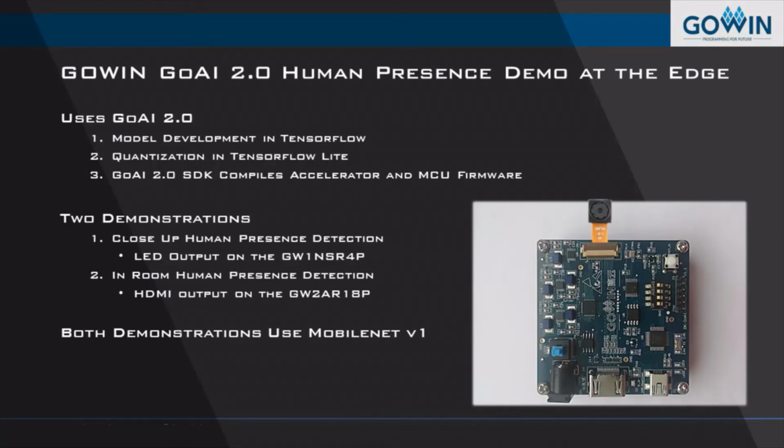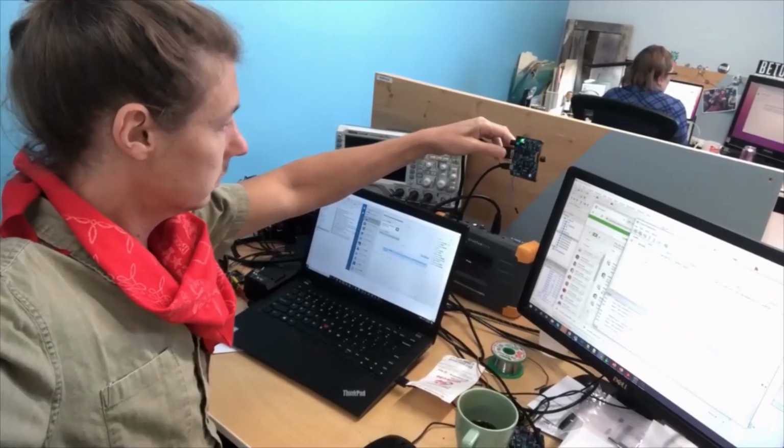Gowin is pleased to present a human presence detection demo at the edge using Go AI 2.0. Model development is performed in TensorFlow, quantization in TensorFlow Lite, and Go AI 2.0 SDK compiles accelerator and MCU firmware.